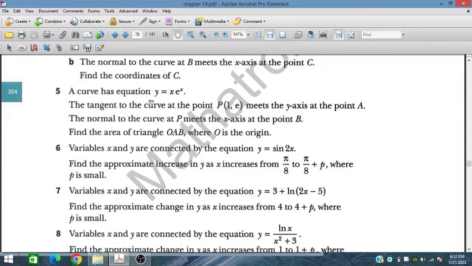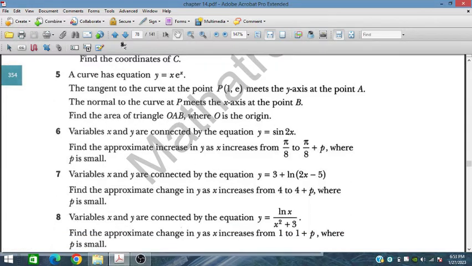A tangent to the curve with equation y is equal to x e power x at the point P (1, e) meets the y-axis at point A. The normal to the curve at this point P meets the x-axis, where the y value is 0, at point B. Find the area of the triangle OAB where O is the origin.